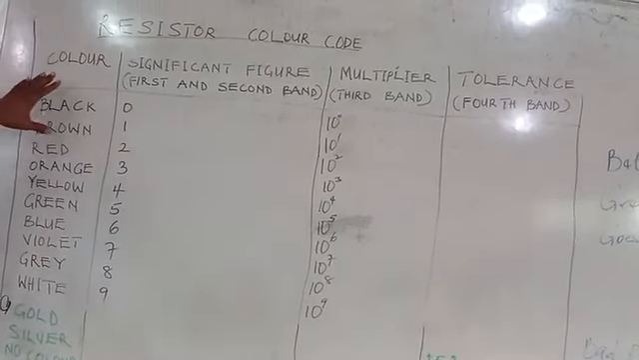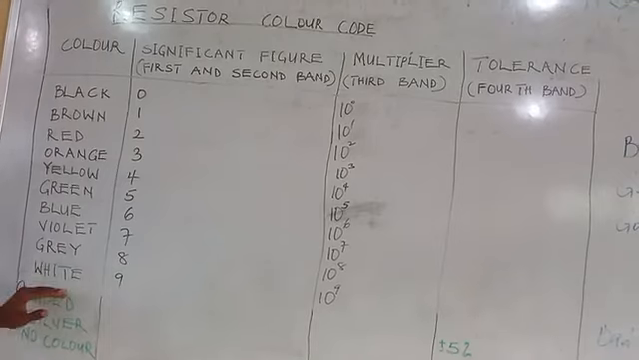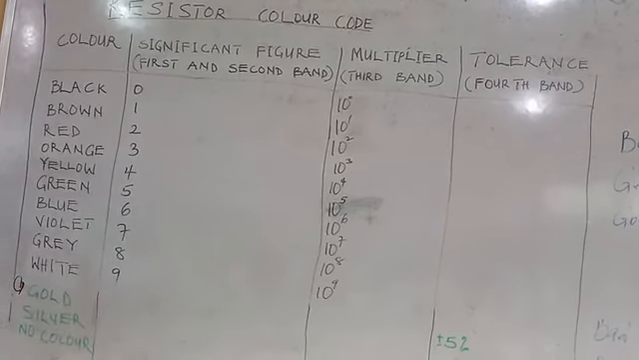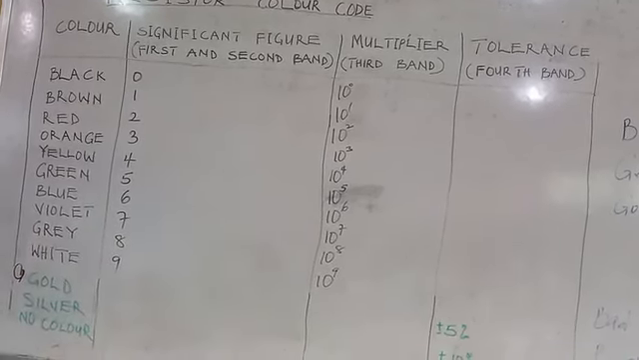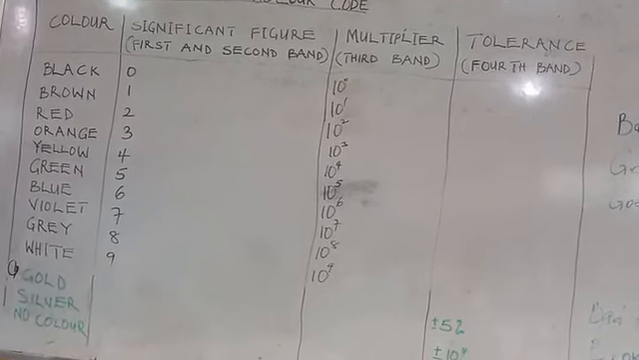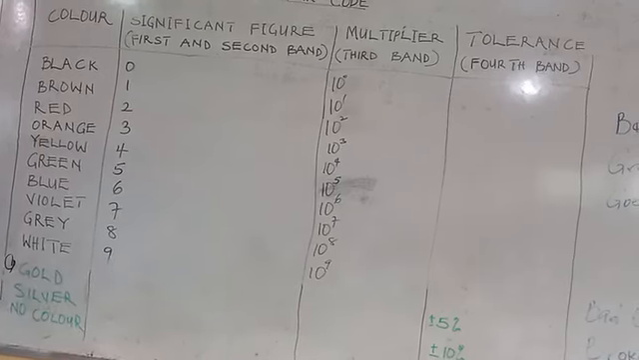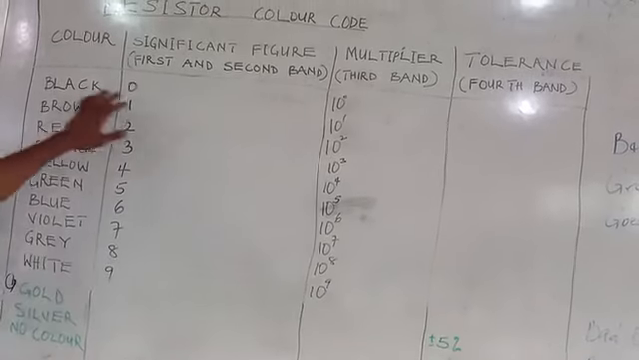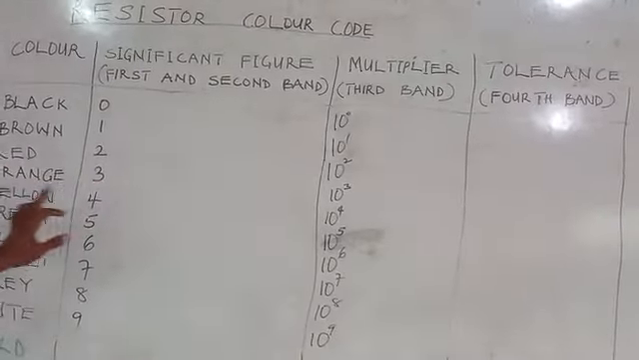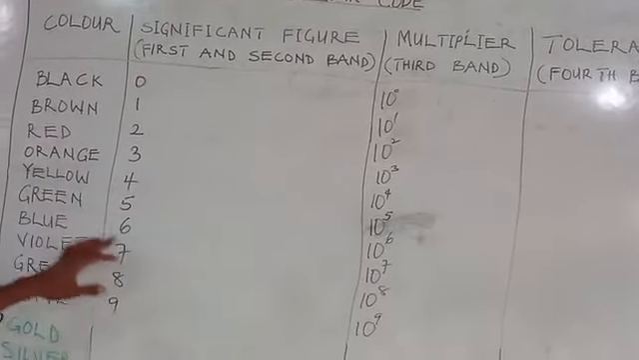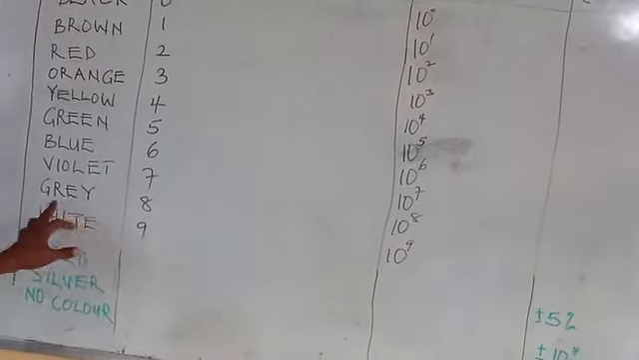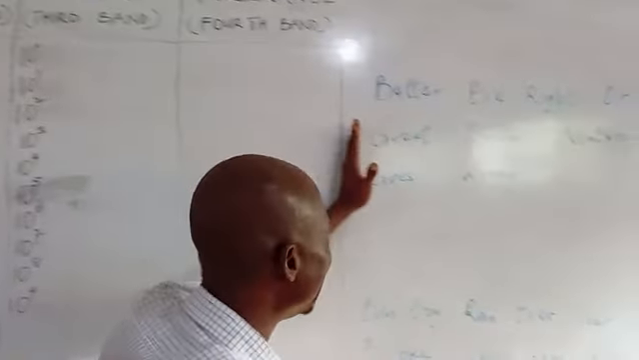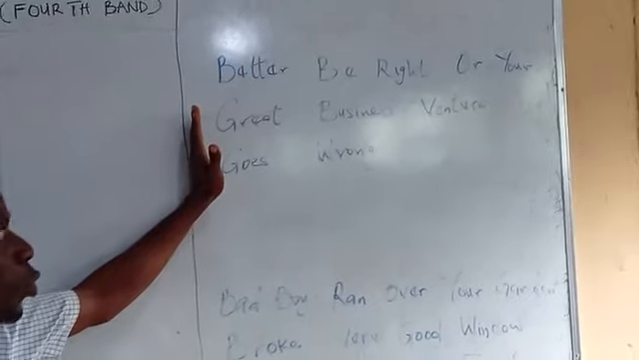Now, to remember these colors might be difficult. But there are ways we can remember the values very well through some sentences. Once we know those sentences, we can remember the colors very well. Black, brown, red, orange, yellow. Black is 0, brown 1, red 2, orange 3, yellow 4, green 5, blue 6, violet 7, gray 8, and white 9. If you can remember this, we'll be able to remember the resistor color code.